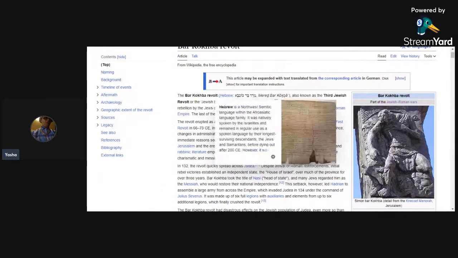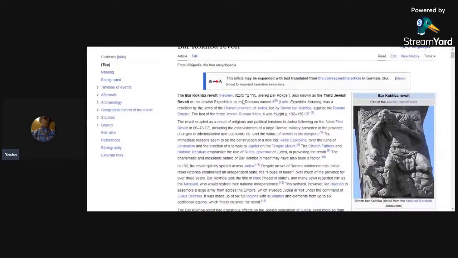In Hebrew, that is Mered Bar Kokhba. I don't see where the other B is in there, but that's like a K, a U, a KKA. I'm explaining to y'all what these sounds are. The Bar, that would be Kokhba. So Mered Bar Kokhba is actually the Bar Kokhba revolt, right?